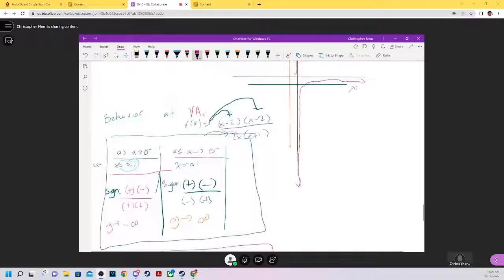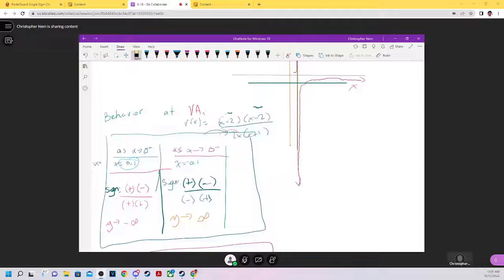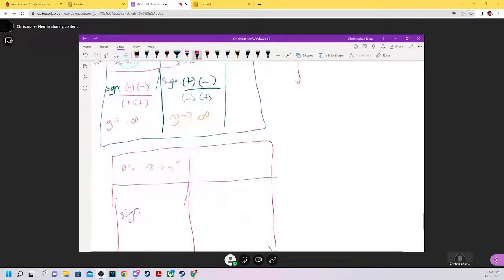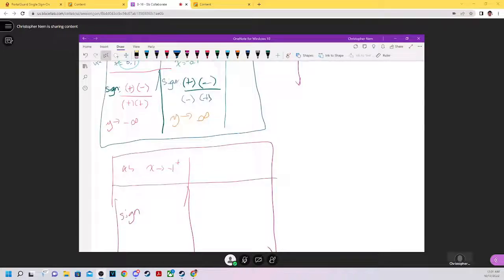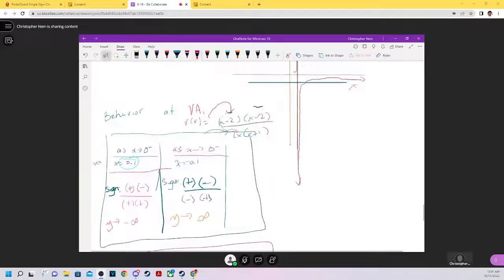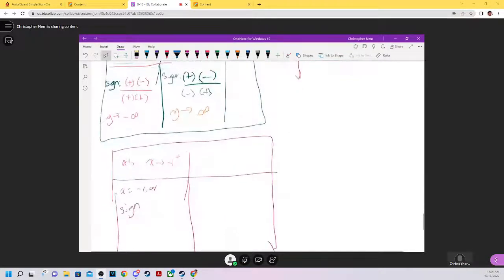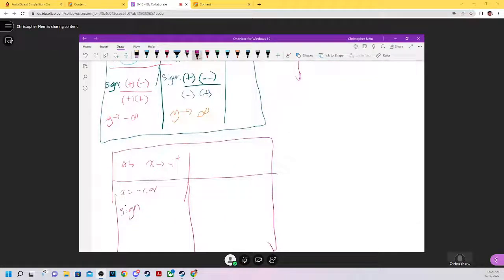Well, if I plug in negative 1 to my first piece, negative 1 plus 2, or actually, let me use a value. Let's use x equals negative 1 from the right. Let's do negative 1.01. That's very close to negative 1, but on the right side. If I were to plug that into my first one, plus 2, well, 2 is bigger, so that's going to be positive. My first sign is positive, good.